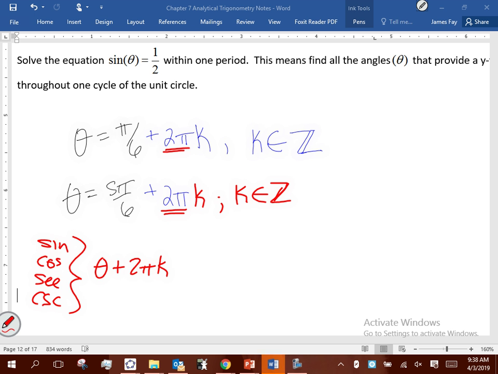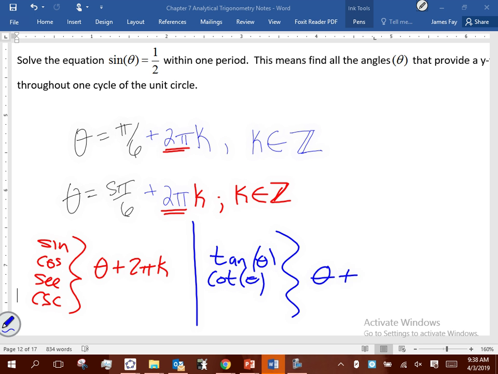Okay? But I think it makes more sense if we understand why we do that, instead of having you dive into that and try to figure it out on your own. Tangent and cotangent are different. Tangent theta, cotangent theta, okay? When you find those, you're going to go theta plus pi k, where k is still an integer.